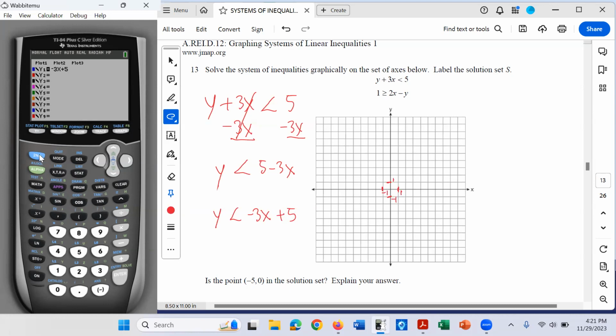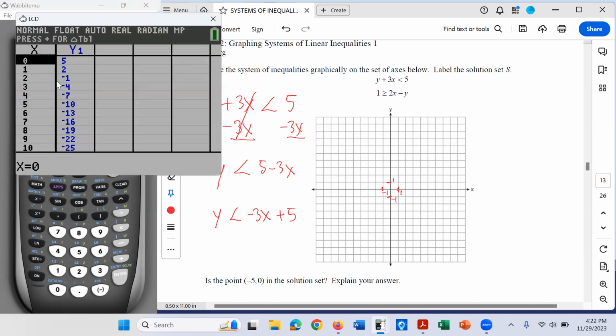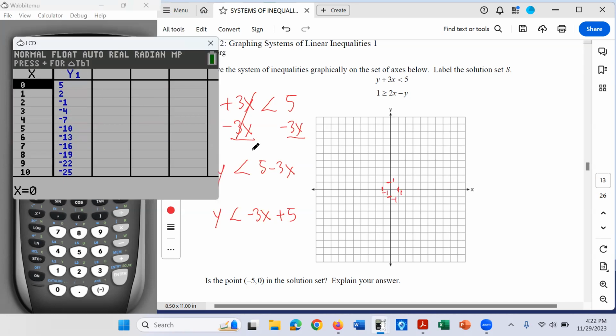Now I'm on my table. I'm going to click second. Then hit the graph button to get the table. And there goes my points, right? So from here, I'm just going to start plotting those points, right? Let me just zoom in a little bit. No, we don't have no zoom in there, can we? Let's go to detach LCD. Perfect. So as you can see now, I could zoom in on these points.